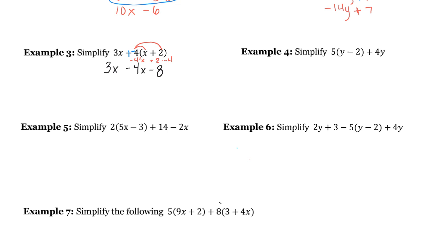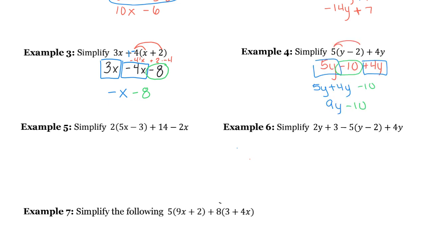And now I have like terms, don't we? So we have a 3x and a minus 4x, and then our 8's kind of by themselves, but that's okay. So what is 3x minus 4x? Negative x, and our 8 just comes along for the ride. So after we distribute, then we have to combine our like terms. Okay, so I want you to pause and do example 4 for me. So pause this and try example 4.